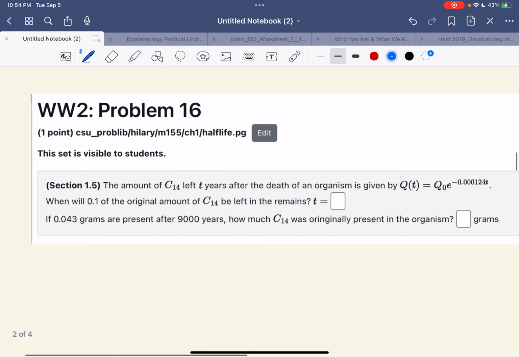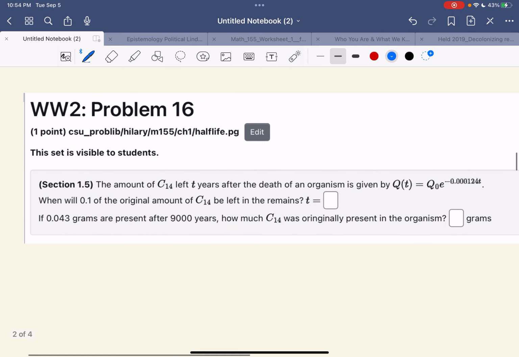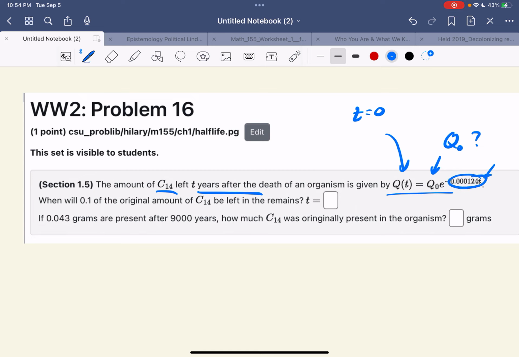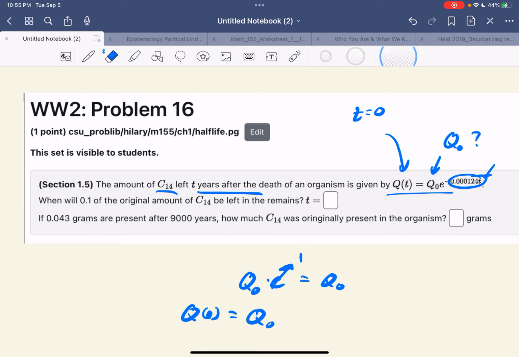Okay, so let's talk about half-life. This is something that sometimes we should really go over. Carbon-14, t years after the death of an organism, is given by this function. And you might be thinking, what the heck is Q0? It's just some fixed number. If you plug in t equals 0 into this function, it kills this whole exponent. So I have Q0 times e to the 0, but anything to the 0 is 1, so I just get Q0. So Q0 is just a cutesy way to talk about Q at time 0. It's called your initial condition. It's just how much there initially was. And it turns out you don't need to know it.